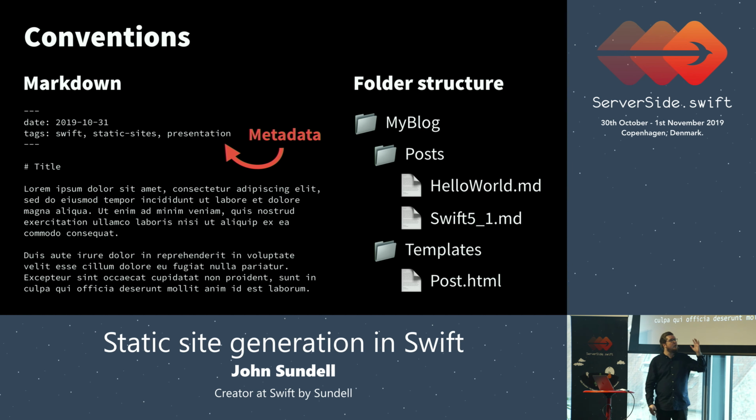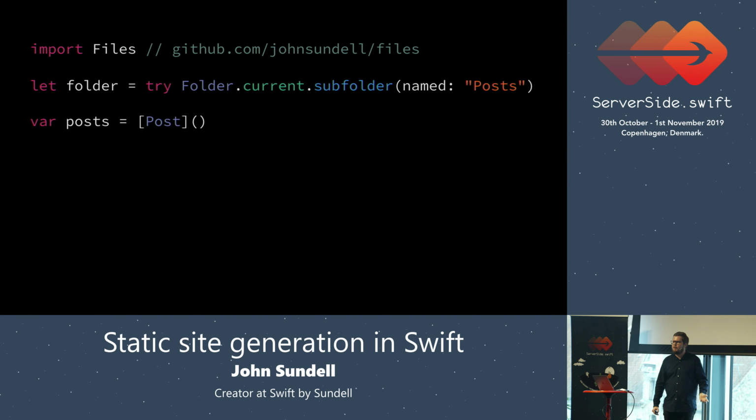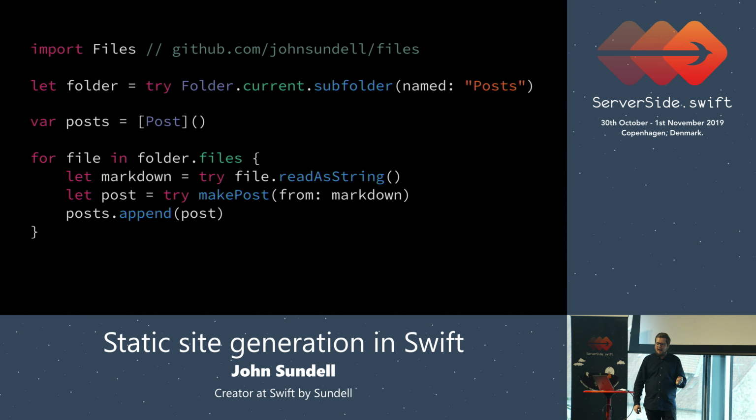So I'm going to go ahead here and get the subfolder named posts, like we just saw in our conventions. I'm going to get a reference to that folder, and then I'm going to create a temporary array that contains all of my posts that I'm going to process now. To do that, let's iterate over all of the files within our posts folder. We get the markdown by reading the file as a string. And then we pass that markdown into a makePost function, which is going to actually do the parsing and return a post value. We then take that post value and append it to our array.